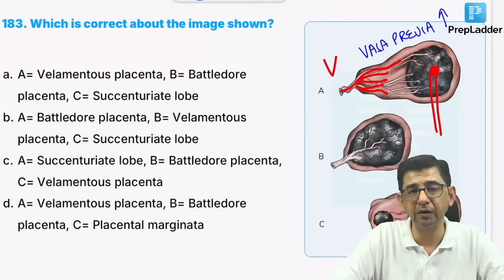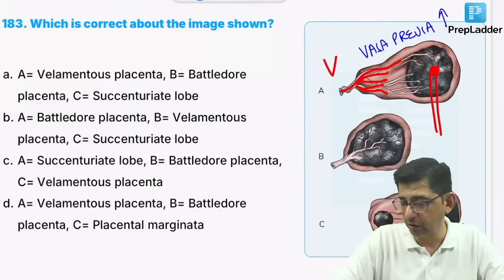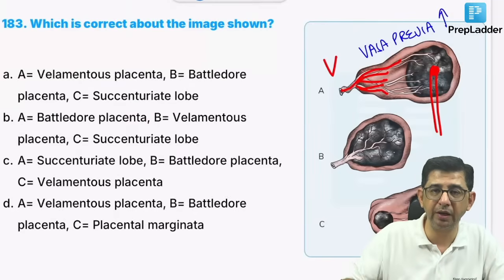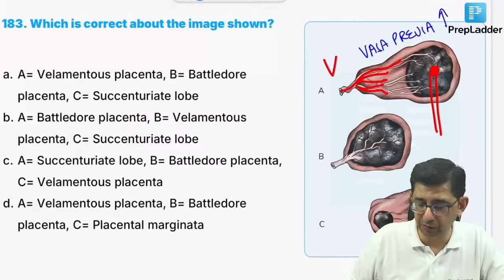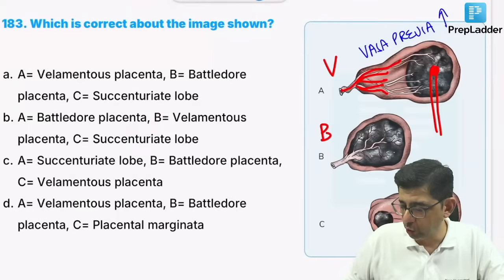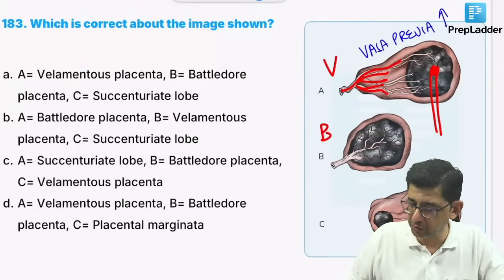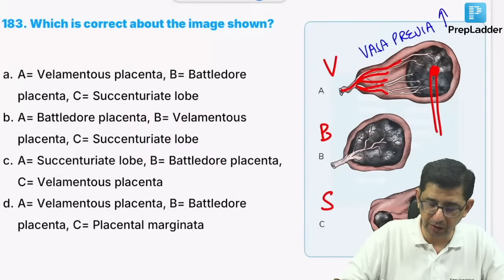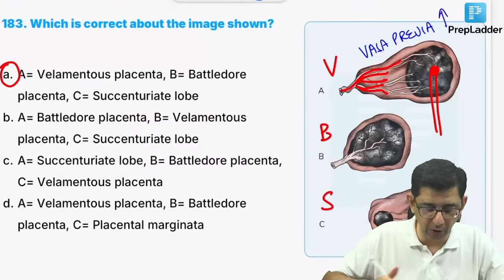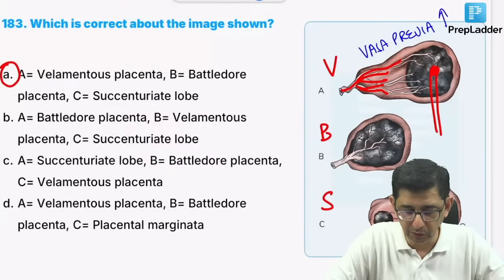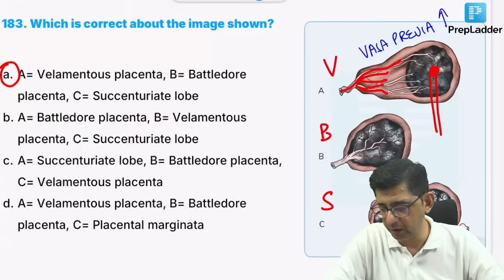Then there is a placenta that looks like a tennis racket, but it does not have a leash of blood vessels going in the entire periphery, it is just adjacent in the periphery. So that would be called a battledore placenta. And then there are two lobes which are present here. You can see the lobes present here. So that would be called a succenturiate lobe. So the correct answer in this case is option number A. So velamentous, then battledore, and then succenturiate lobe.